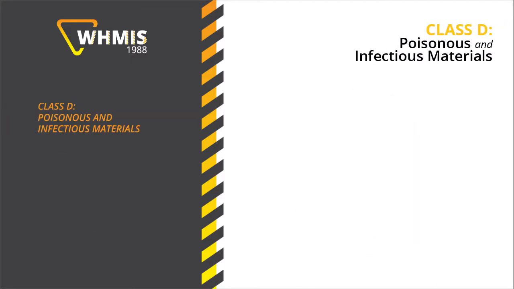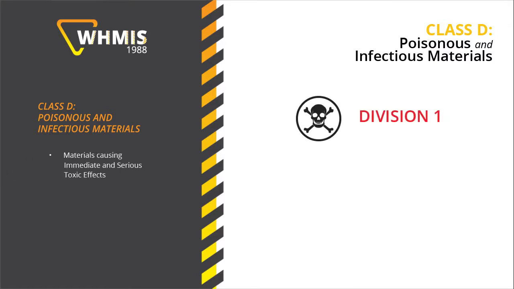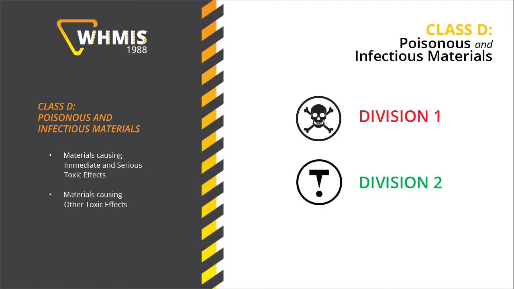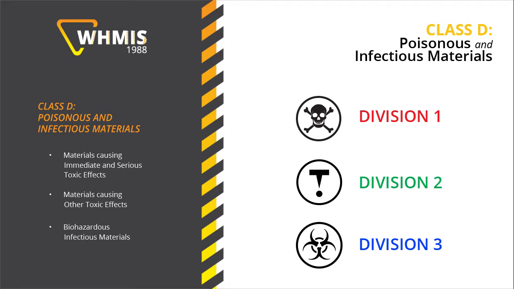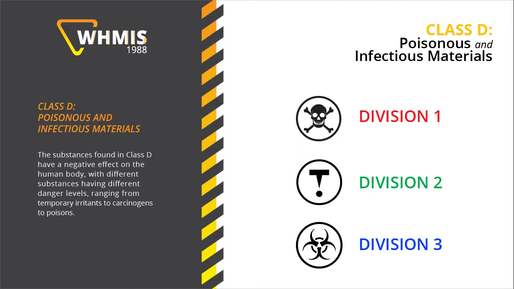The fourth classification is Class D, poisonous and infectious materials, which include materials causing immediate and serious toxic effects, materials causing other toxic effects, and biohazardous infectious materials. Class D has divisions 1 to 3, and each division has a separate hazard symbol. The substances found in Class D have a negative effect on the human body, with different substances having different danger levels, ranging from temporary irritants to carcinogens to poisons. Their effects may not be immediate either. In some cases, symptoms may not appear for years after exposure.